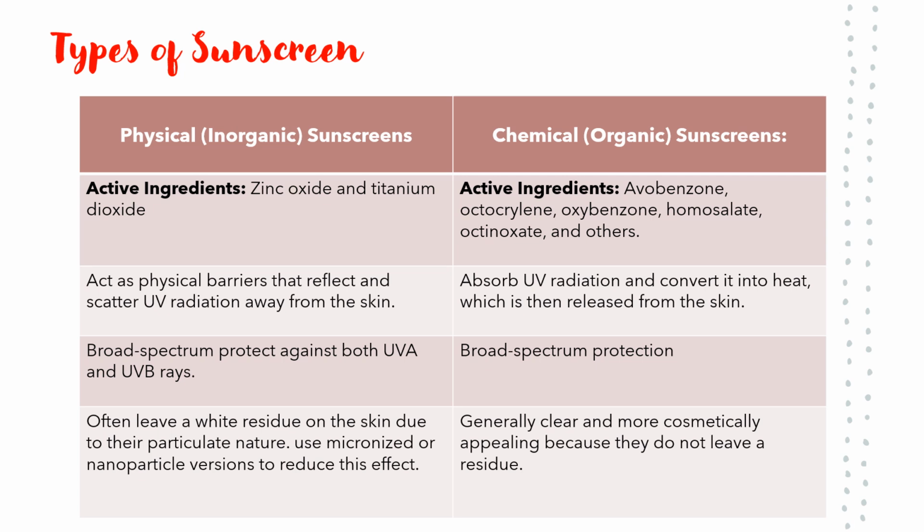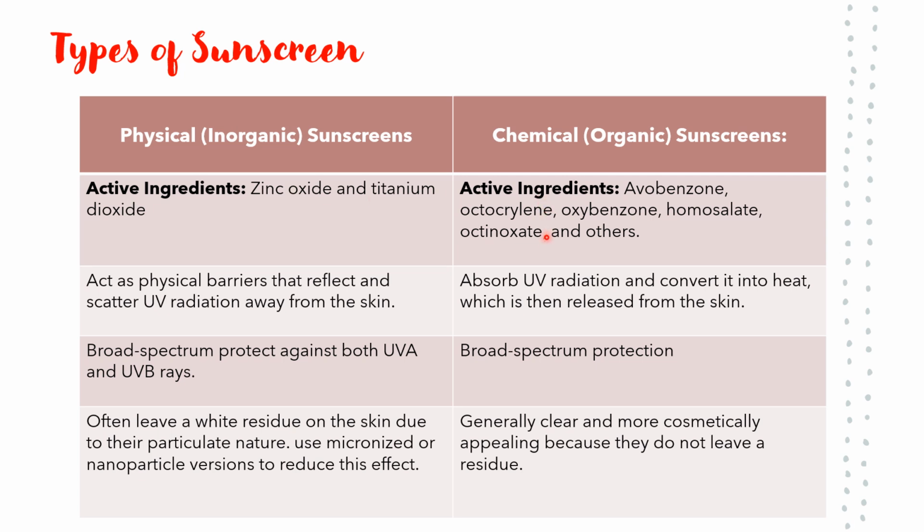Commercially, we can buy two types of sunscreen. The most commonly bought is the physical sunscreen, which contains inorganic compounds. The other group is chemical sunscreen, or organic sunscreen. Let's see the difference between physical and chemical sunscreen. The physical sunscreen contains zinc oxide and titanium dioxide, ZnO or TiO2, as active ingredients.